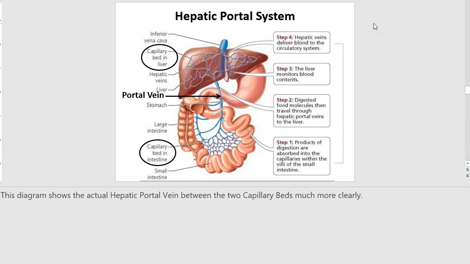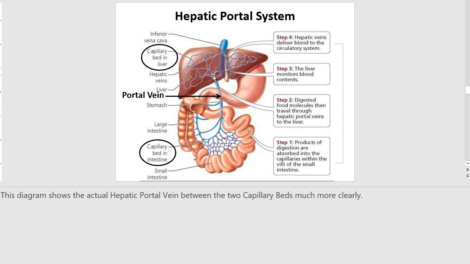Here's another picture of the hepatic portal system. It shows the hepatic portal vein much more clearly. It does not have the arterial system, so it's focusing mainly on digestion. The products of digestion are absorbed from the intestine into the capillaries. Now that blood carrying all those nutrients will travel in the portal vein to the liver.